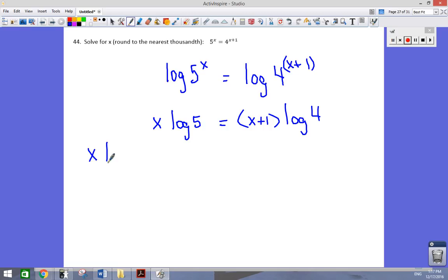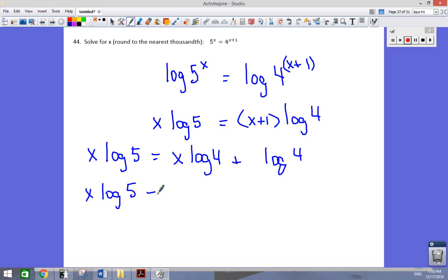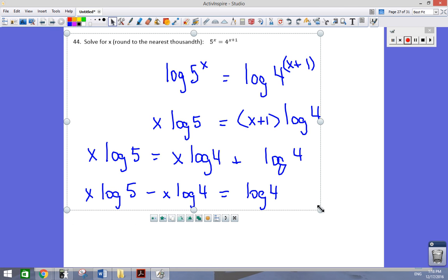So I've got x's on the left-hand side of the equation, I have an x on the right-hand side of the equation, and I want to get the x's on the same side of the equation. So I'm going to subtract x log 4 from each side. And on the left-hand side, I have two terms.